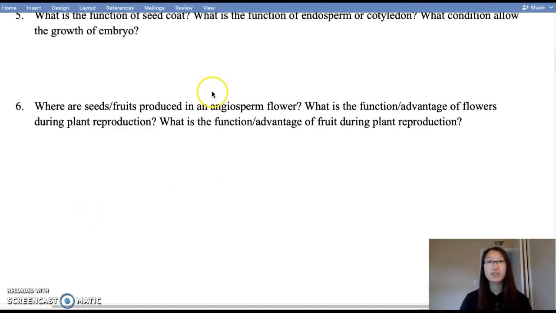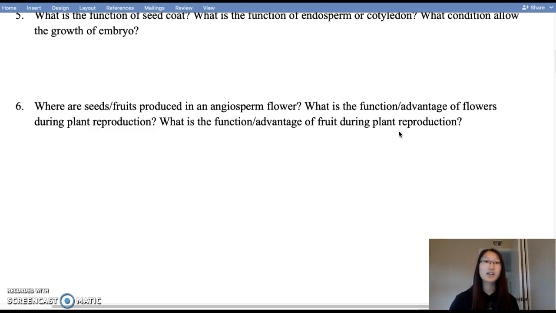And then what is the advantage and function of fruits during plant reproduction? As I mentioned earlier, fruits provide the embryo a protection, so the seed coat. Oh no, that's not right, just kidding. We're talking about fruits, not seeds. The fruits help with plant reproduction because they help disperse the seeds. When animals eat the fruit, they're not really trying to disperse the seed, but when the animals digest and then eliminate the leftovers of the fruit, it helps disperse the seeds into other areas, all around the area.